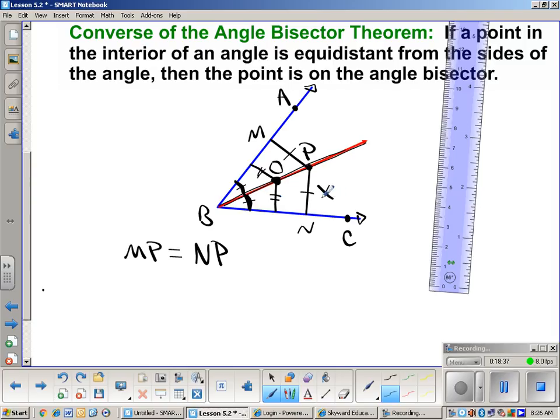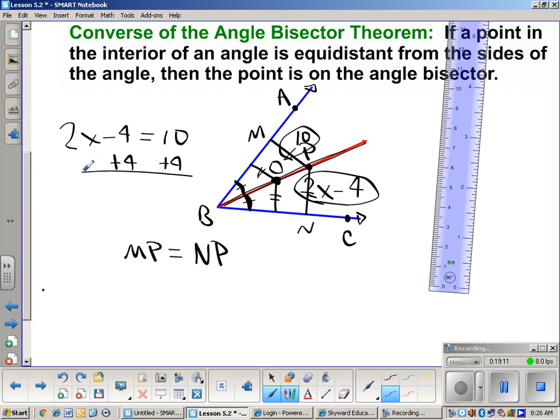The book's going to throw something in here like this, or I should say the authors of the book. If this is x and this is 10, what's x? 10. Okay? If this is 2x minus 4 and this is 10, what's x going to be now? 7. So what do I need to do to figure this out? 2x minus 4 equals 10. I'm going to say 2x minus 4, that's this side, is equal to this side, which is 10. And so I'm going to add 4 to both sides. And I get 2x equals 14, and I'm going to divide by 2, and I get 7.